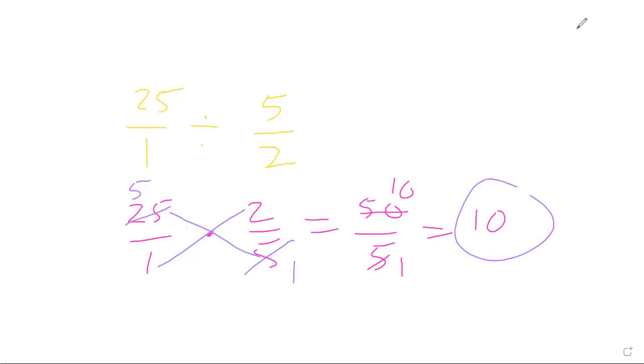So to really go back to this, if this problem was set up this way, 25 divided by 5 over 2, what you would have to do is to know that 25 is 25 over 1 and then solve it. Remember, it's a keep, change, flip. Keep, change, flip.